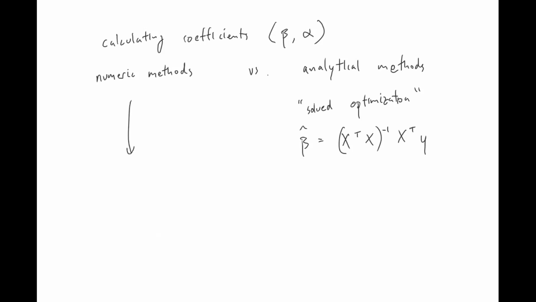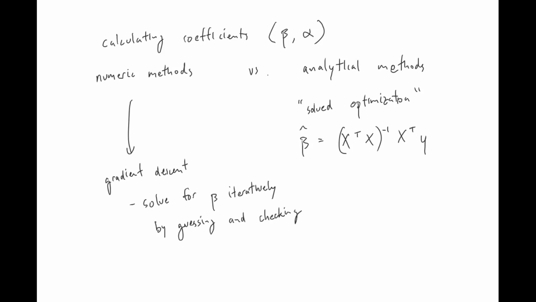The numeric methods, the way that you would do this is an optimization procedure called gradient descent. So this solves for beta iteratively by guessing and checking. This procedure draws the line, and it'll get closer and closer to your solved optimization. Essentially, you say stop when there's a threshold for your error that is small enough that you're happy with the answer.